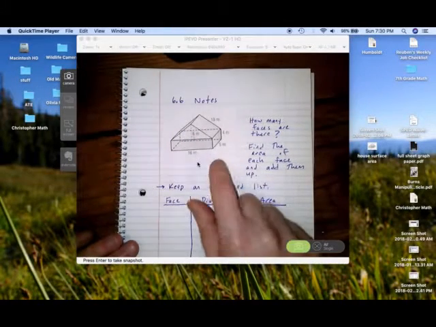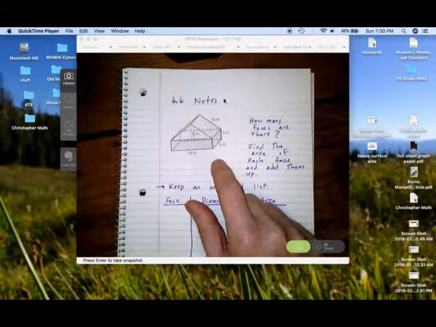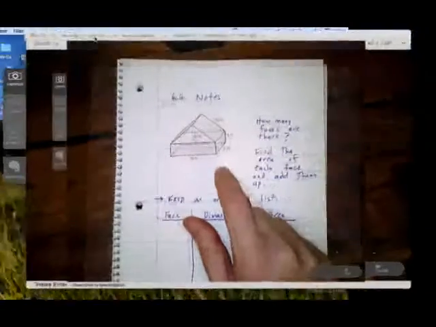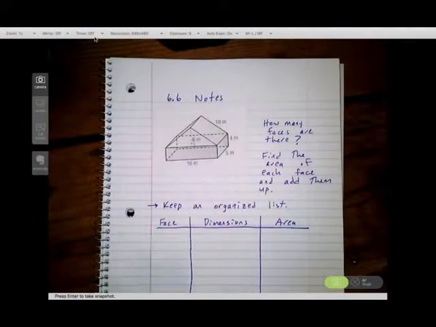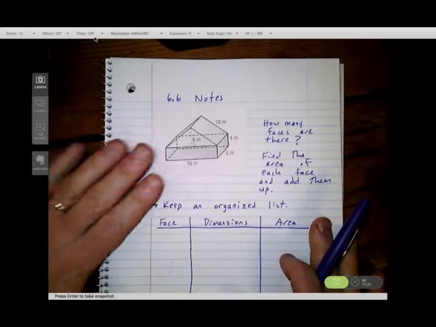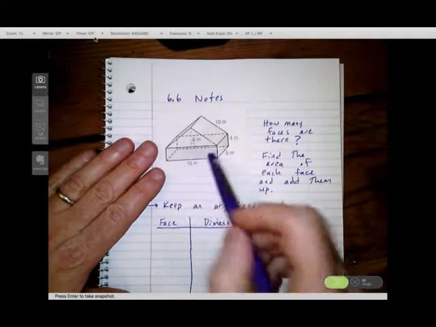Alright folks, here are the notes for section 6.6, and in this section we're going to be finding surface area again, but we're going to have slightly more complicated shapes. And here's an example of one. Looks kind of like a house.